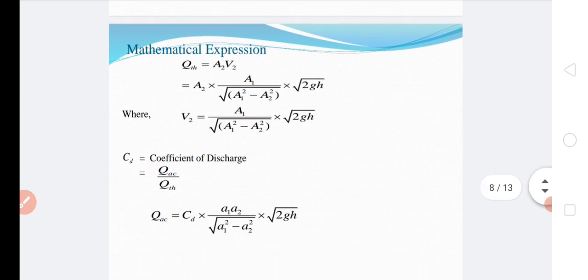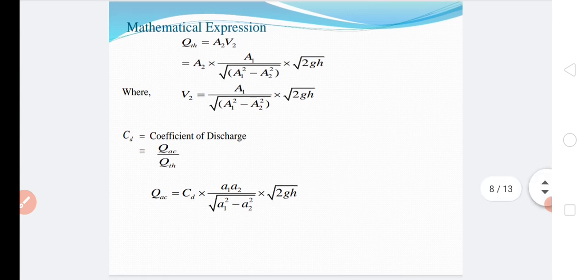So, what is the definition of coefficient of discharge? It is symbolically represented as C suffix D, and it is the ratio of actual discharge upon theoretical discharge. So, we can write the actual discharge QAC equals CD into A1 A2 upon root over A1 square minus A2 square into root 2GH.